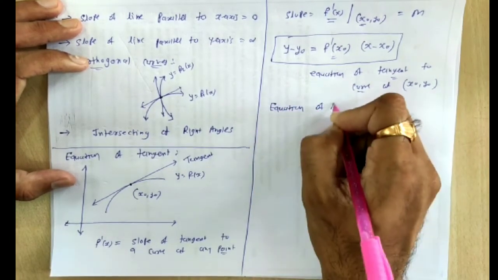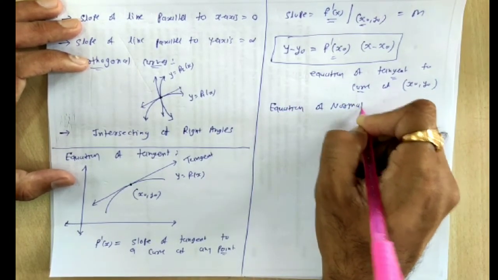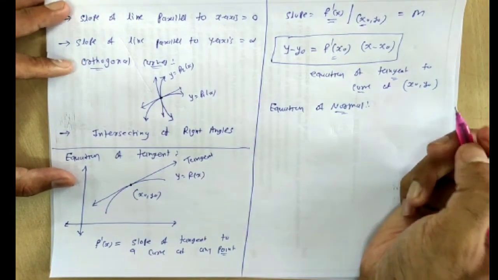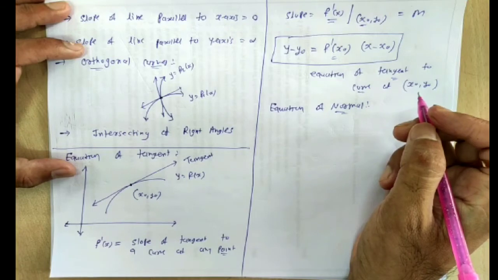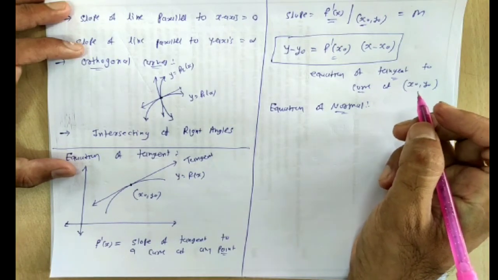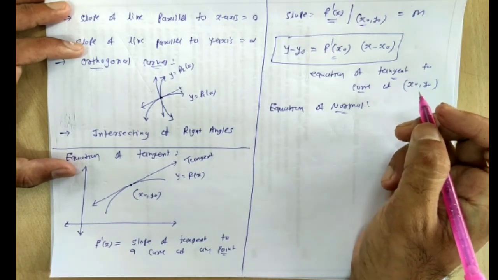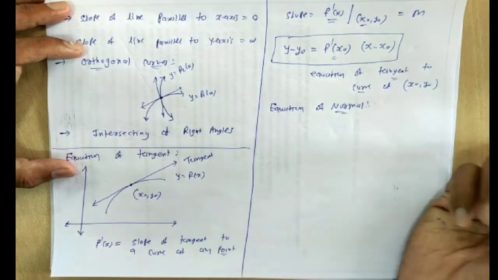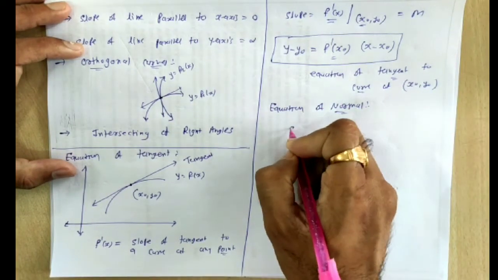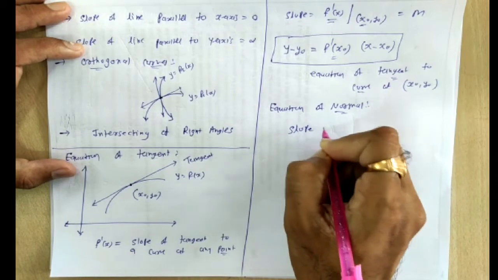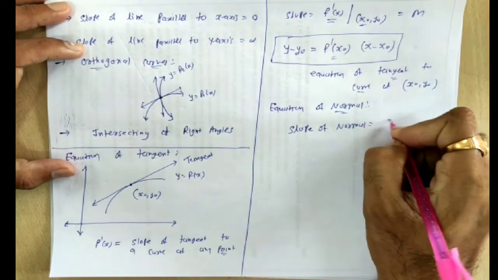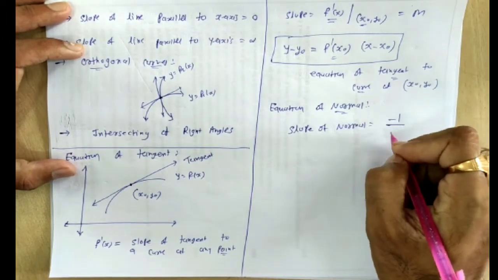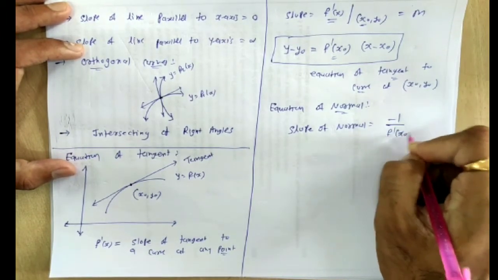Equation of normal. We defined it, didn't we? Normal and tangent are perpendicular to each other, and if two lines are perpendicular to each other, the product of their slopes is equal to -1. So what is the slope of normal? Here we can write slope of normal is equal to -1 upon this f dash x0.